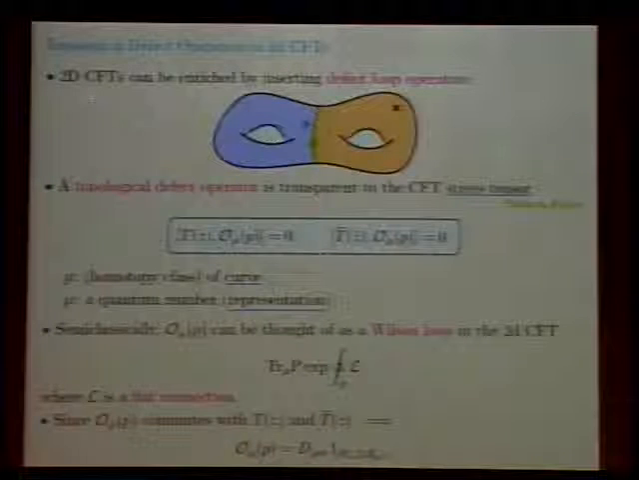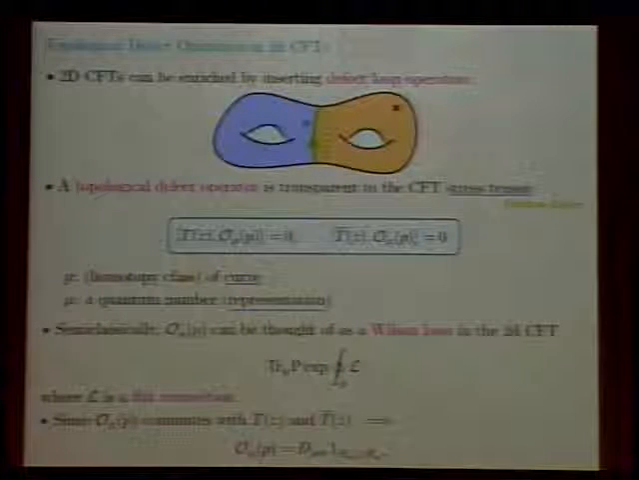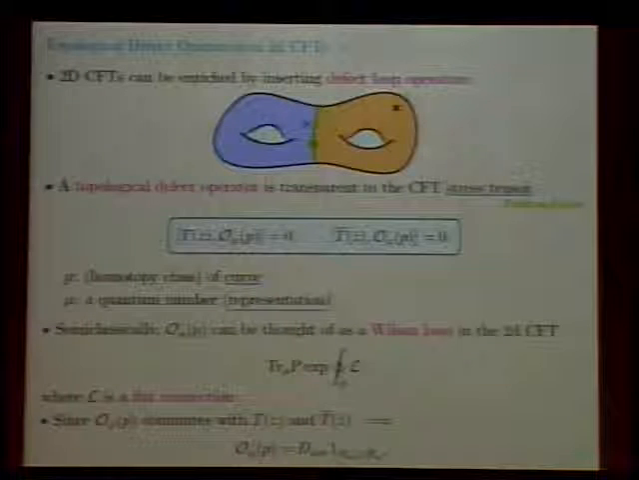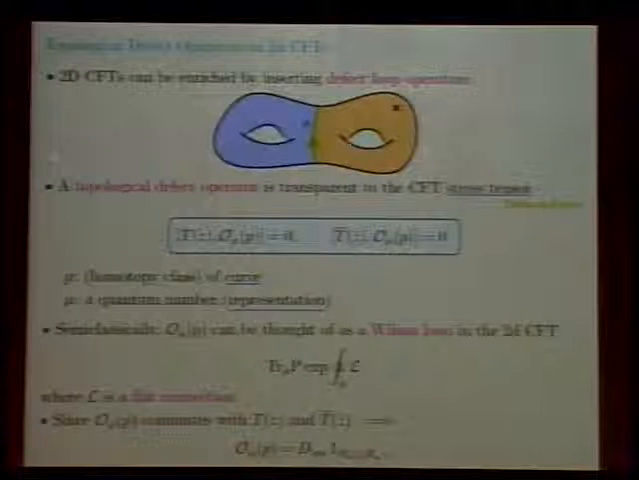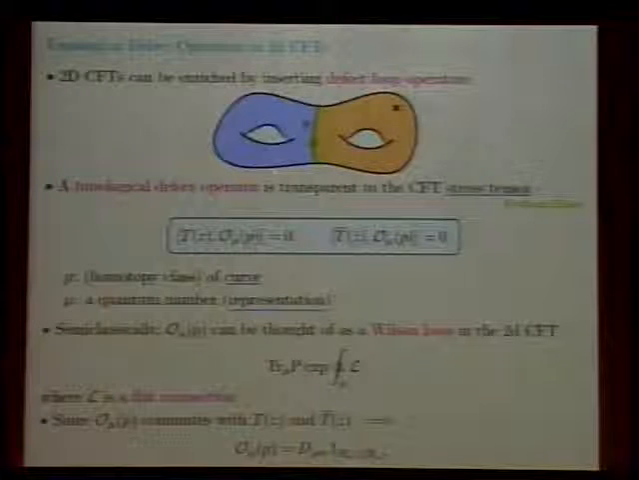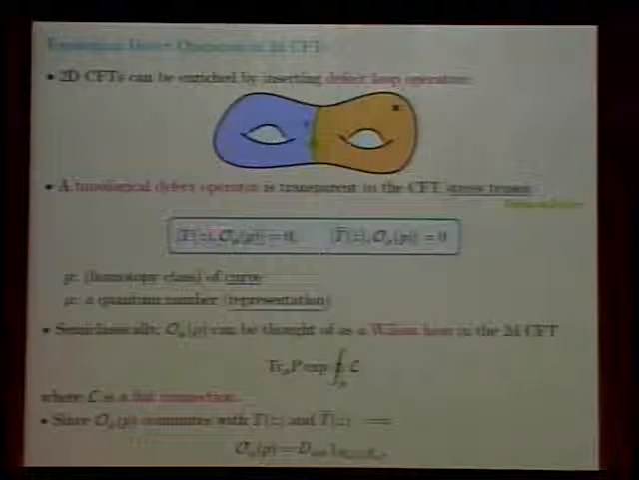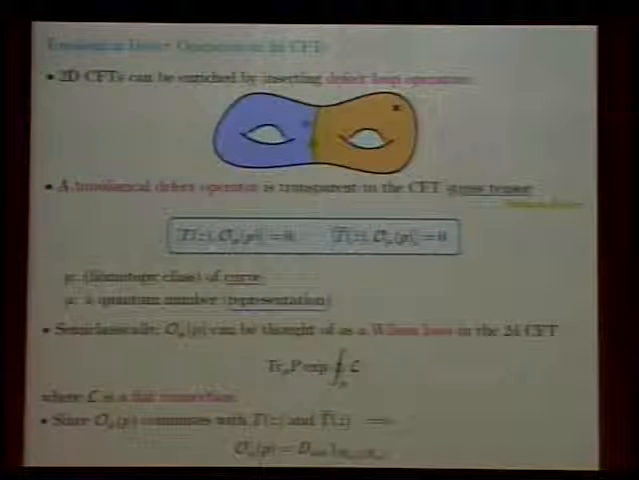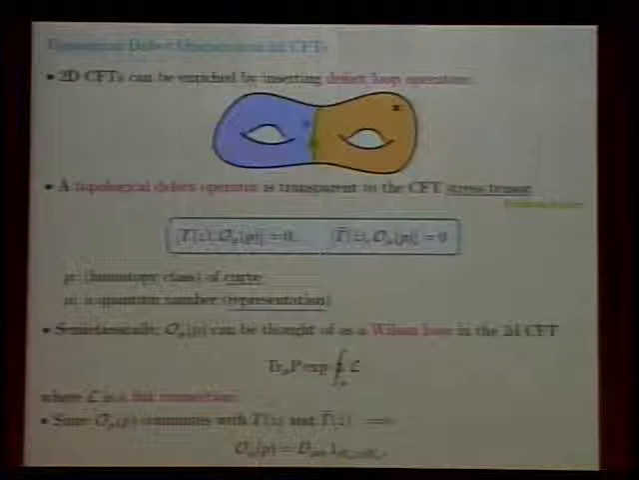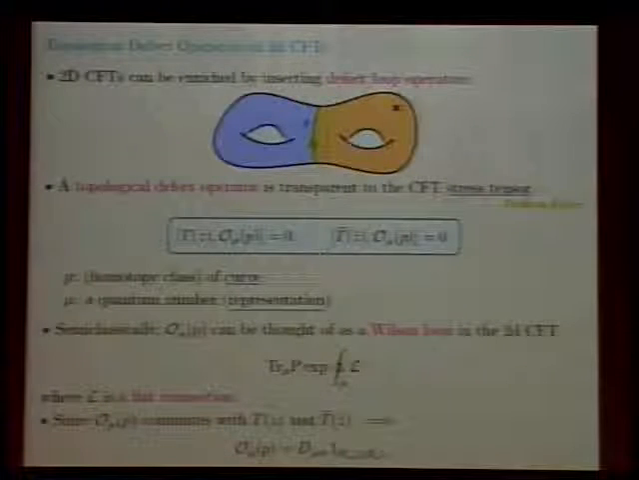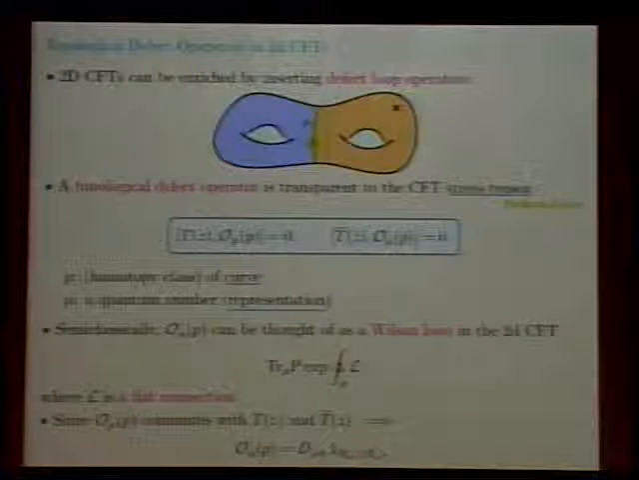So any two-dimensional conformal field theory can be enriched by inserting a defect loop operator. This is an operator that's supported on a particular curve on your Riemann surface. So here I drew a particular curve on the Riemann surface. Okay? It turns out that you can define an operator on the Riemann surface by saying that this operator commutes with the stress tensor of the conformal field theory. That is the statement that the operator is invariant under the two copies of the Virasoro algebra, or W algebra if you're doing Toda, of the CFT.